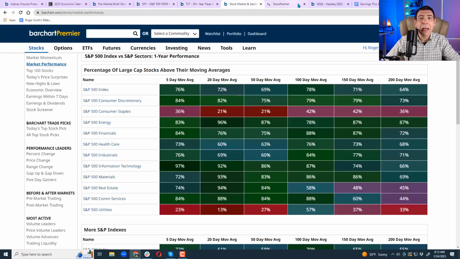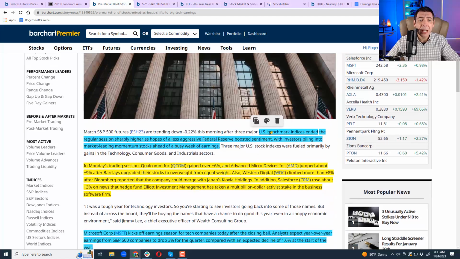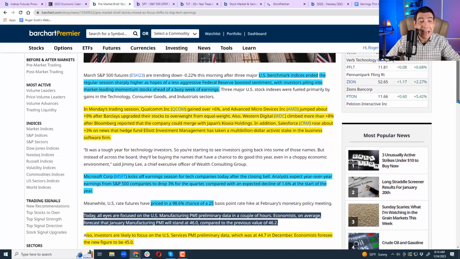Now, a few things I want to talk about. Let's talk a little bit about the pre-market opening to see what you guys are expecting, what's on the table, and the global markets. U.S. benchmark indices ended the regular session sharply higher yesterday after hopes, see the magic word, hopes, of a less aggressive Federal Reserve boosted sentiment, with investors piling into market-leading momentum stocks ahead of a busy week of earnings. In Monday's trading session, Qualcomm gained 6%. Advanced Micro Devices jumped 9%. Holy moly. After Barclays upgraded the stock, Western Digital climbed more than 8%. And Salesforce rose more than 3%. It was a big day for tech stocks.